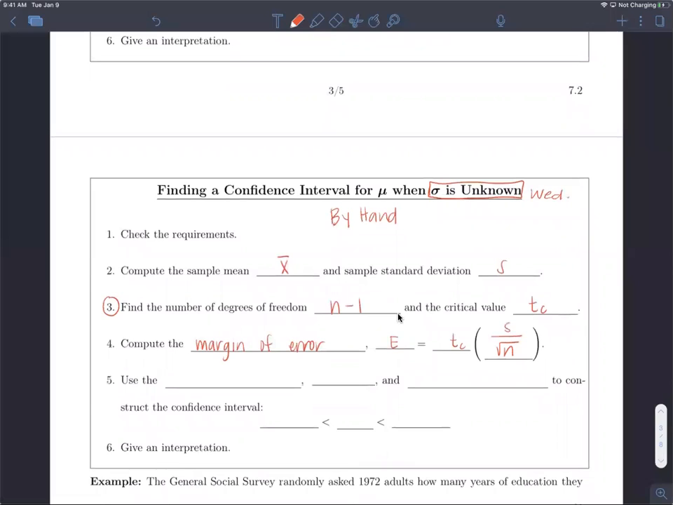And then steps 5 and 6 are the exact same as above. You use your point estimate, which remember that's X bar, and your margin of error, which is E, to construct the confidence interval. So you're going to have X bar minus E is less than mu, and X bar plus E is greater than mu. And then you're going to give an interpretation.